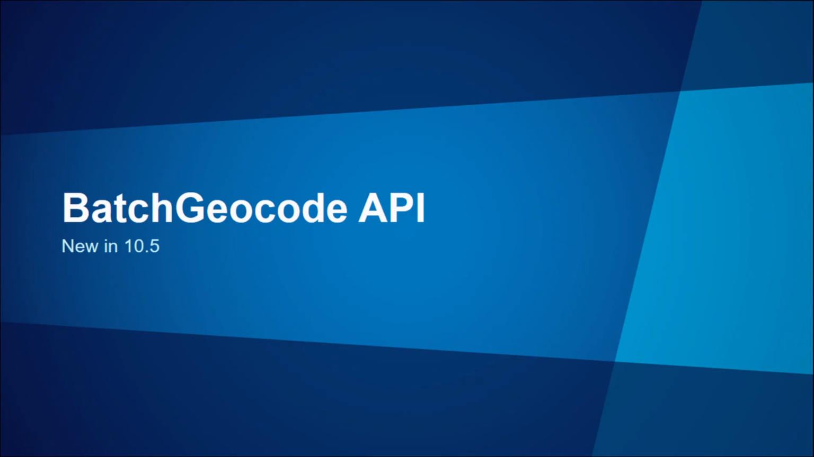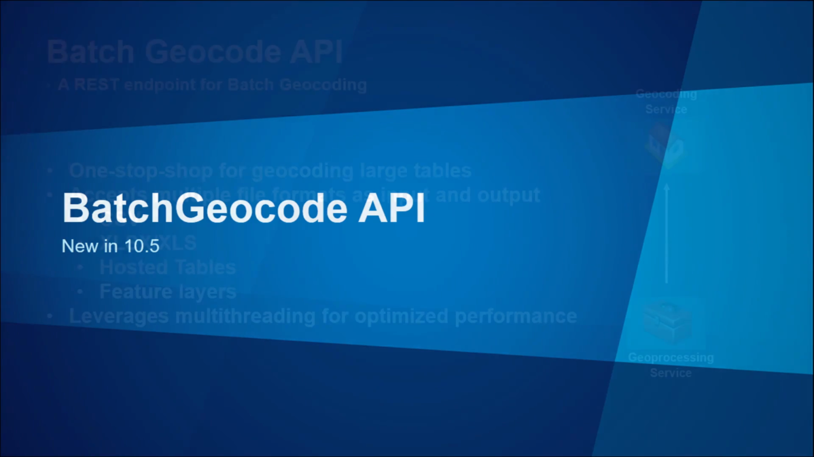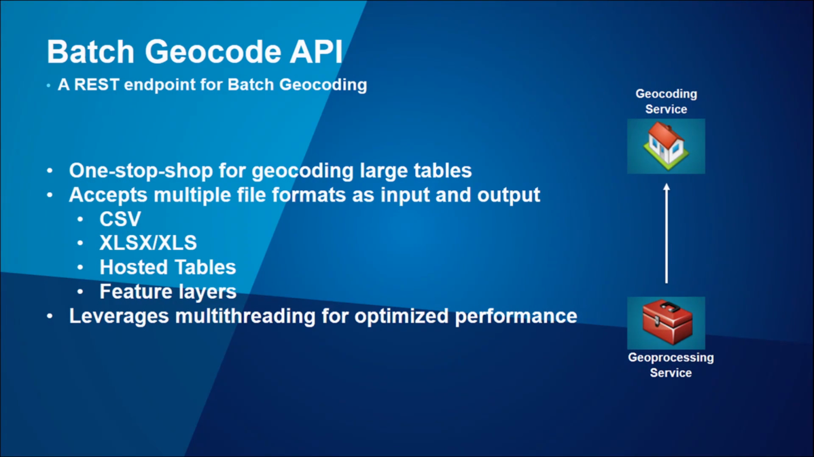Now there's a new API in 10.5 called the Batch Geocode API. So this is another way to perform batch geocoding. The Batch Geocode API is another REST endpoint for batch geocoding. It's a one-stop shop for geocoding large tables. So this API was built to be robust and built for large tables.